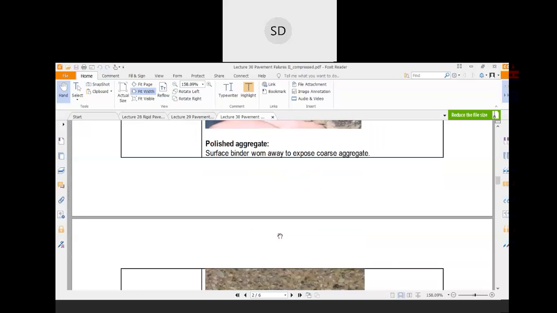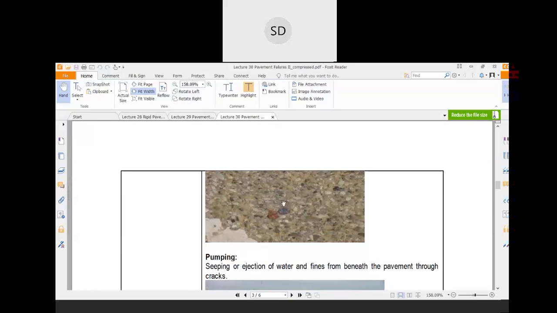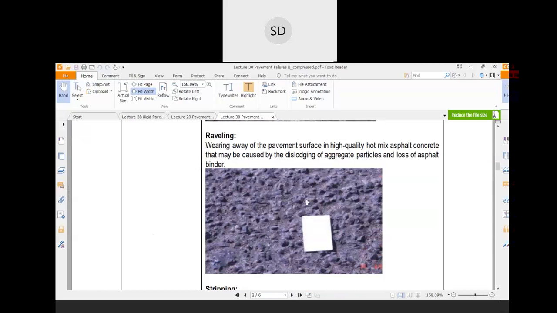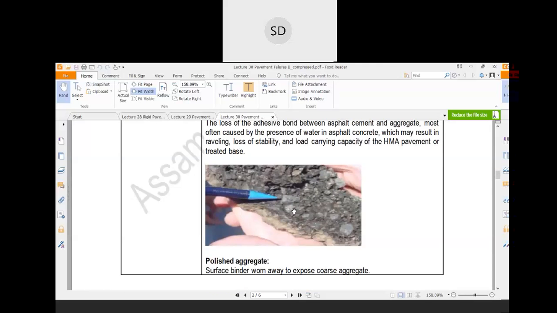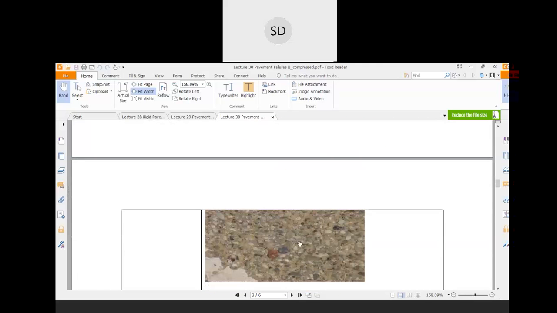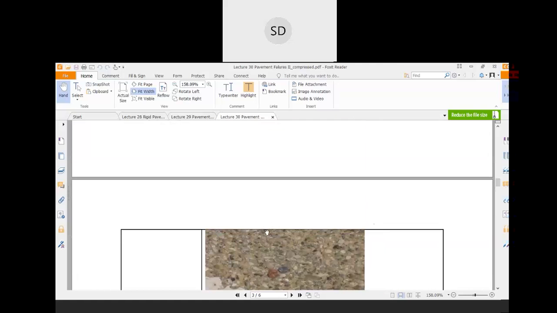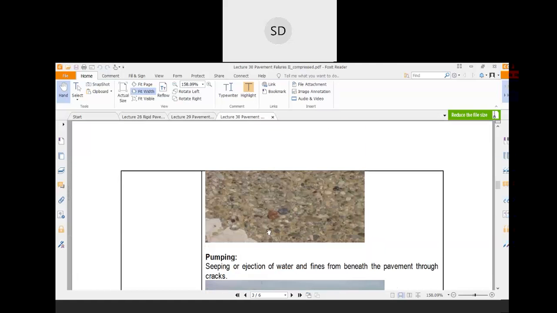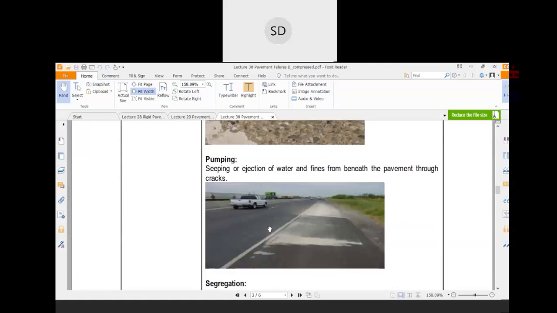Then polished aggregate, that is surface binder worn away to expose coarse aggregate. Okay, in that case what happens, this is similar to your ravelling. For the excessive ravelling, this top portion gets easily washed out and the bottom portion gets revealed, and after that this top surfacing gets smoother because of the action of the repetitive wheel load.